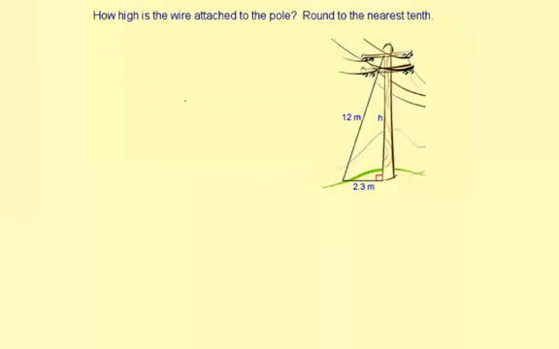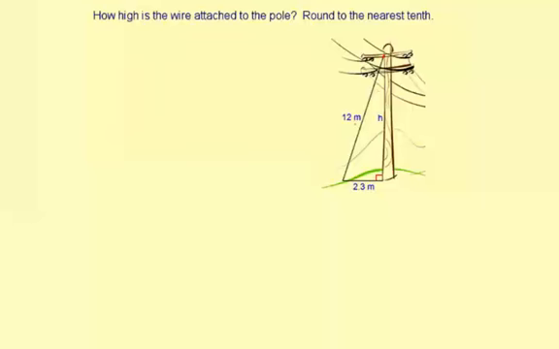How high is the wire attached to the pole? Round to the nearest tenth. Let's take a look at this telephone pole. This is the wire here, this 12 meters, and it is 2.3 meters away from the pole. And we want to know the height from the bottom to the top where the wire attaches.